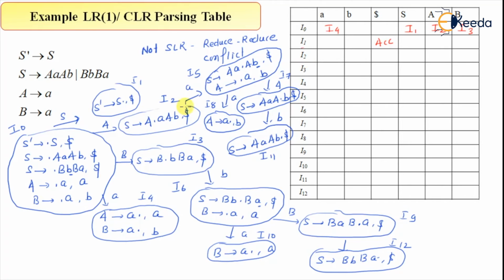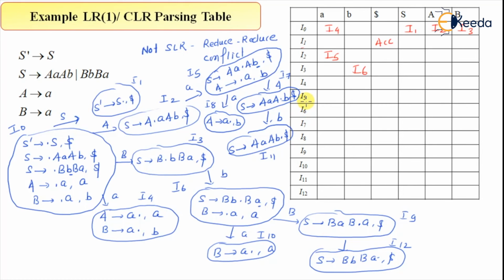I2 on input small a, I5. I2 has no other transition. I3 on input B, I6. I4 is a special state, I'll come back to it. I5 on input capital A, I7.